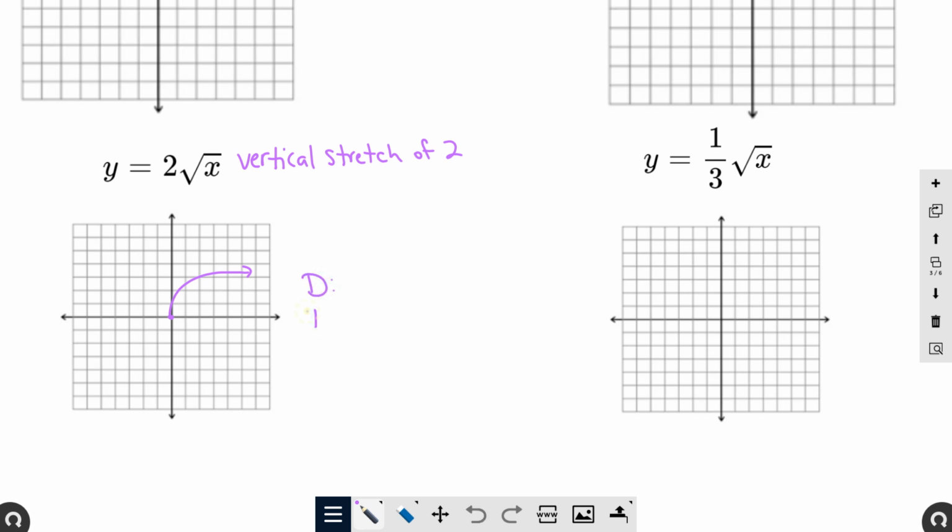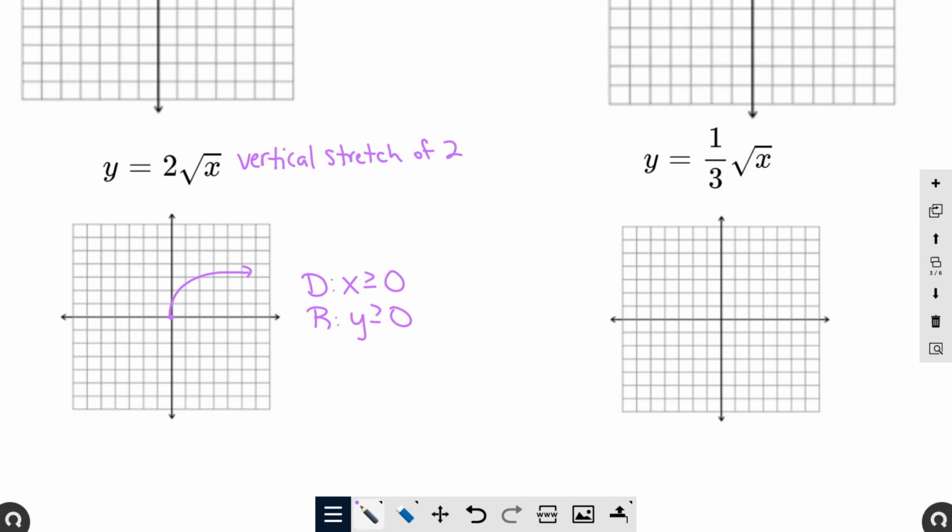So if I'm talking about domain and range again, my domain would be 0 and the range. Good. So does the vertical stretch affect the domain and the range? No, it doesn't affect it at all. It just affects how tall that you make it.